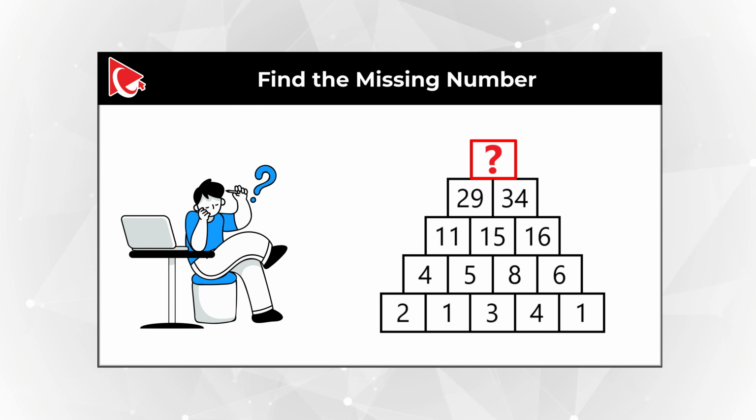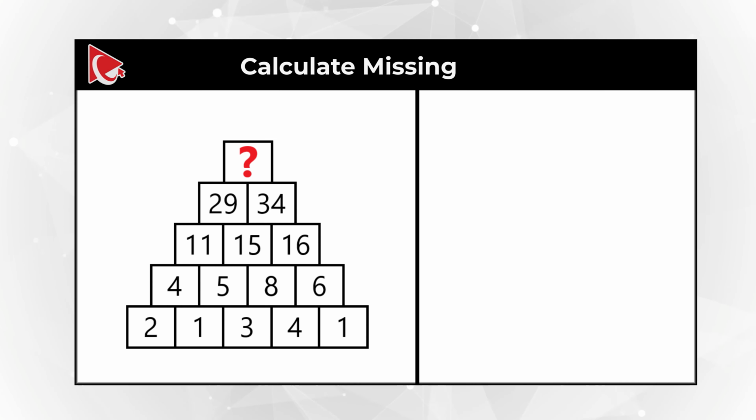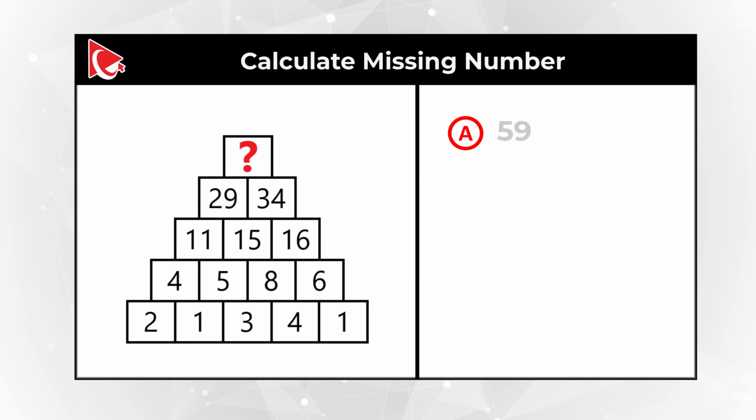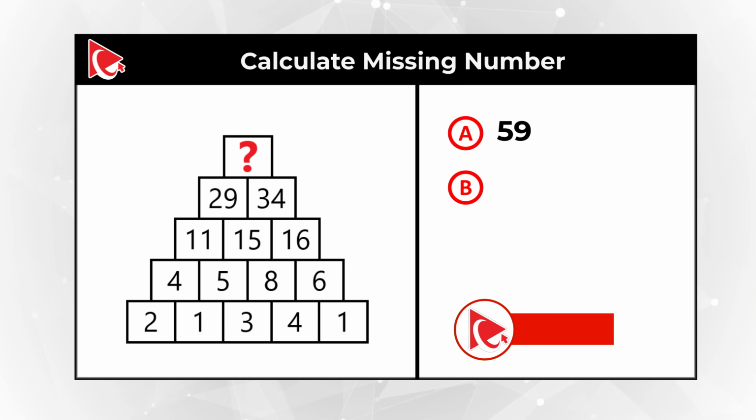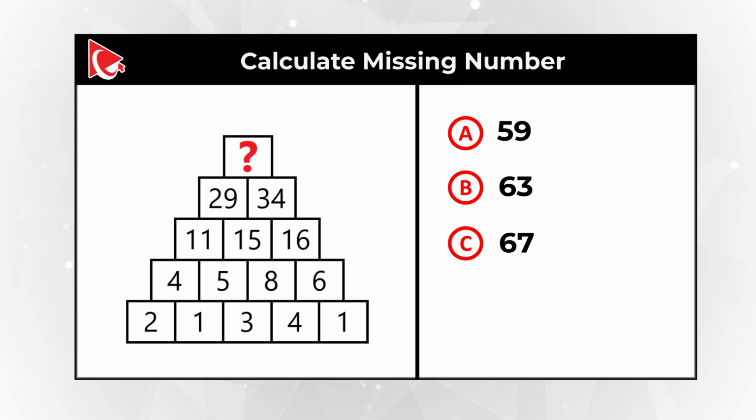You need to calculate the missing number, which is in the top row. And you have 4 different choices. Choice A, 59. Choice B, 63. Choice C, 67. And then choice D, 73.